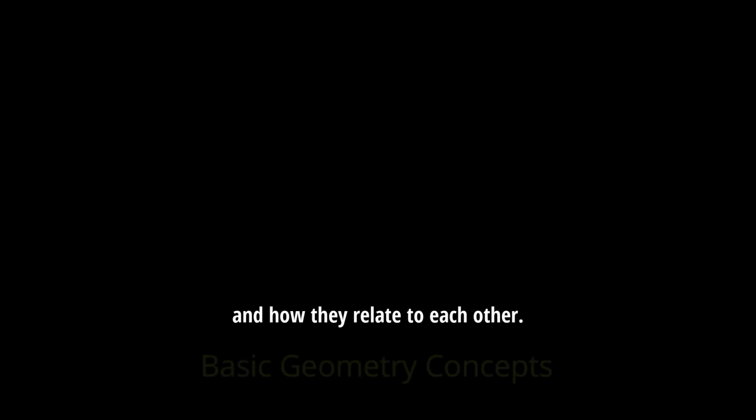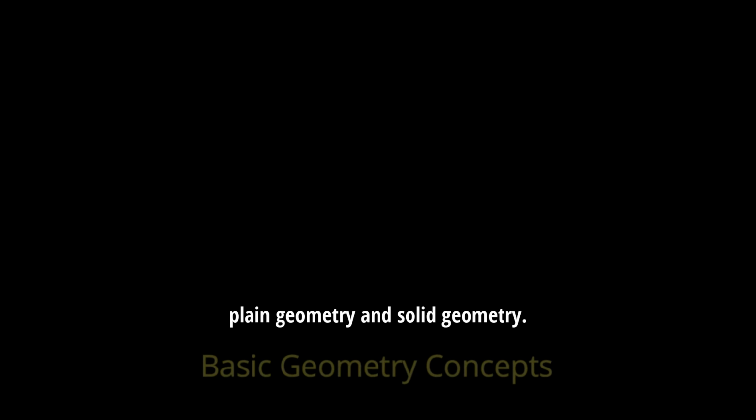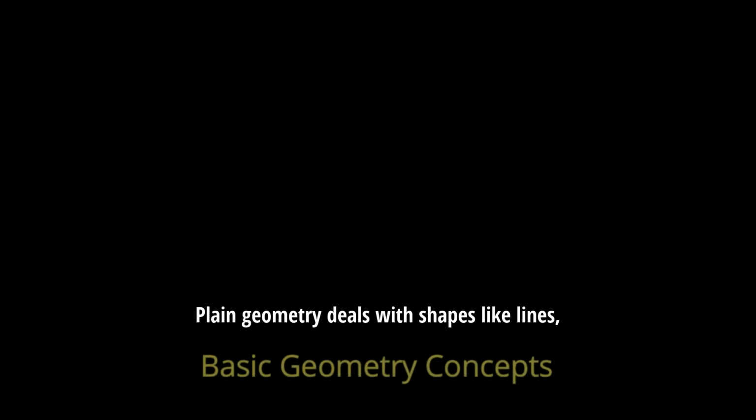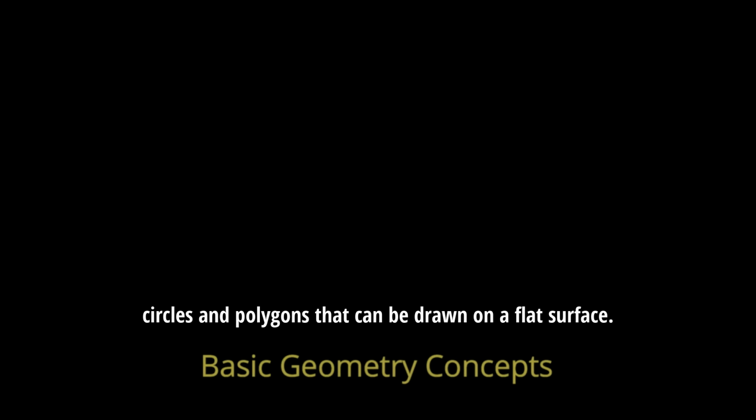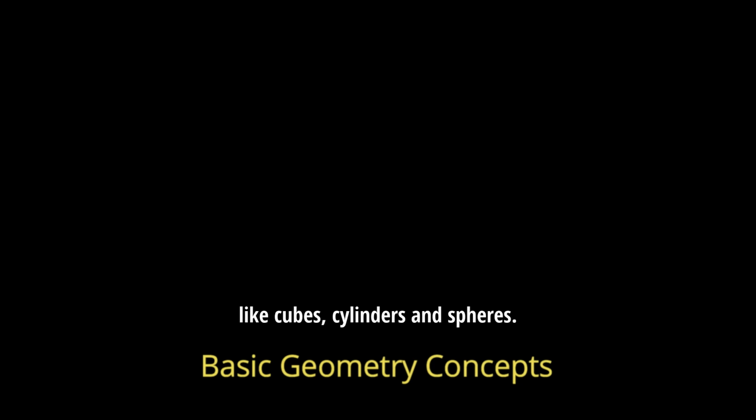What is geometry? Geometry is the study of points, lines, planes, and shapes. It involves understanding the size, shape, and position of objects and how they relate to each other. Geometry can be divided into two main branches: plane geometry and solid geometry. Plane geometry deals with shapes like lines, circles, and polygons that can be drawn on a flat surface. Solid geometry focuses on three-dimensional objects like cubes, cylinders, and spheres.